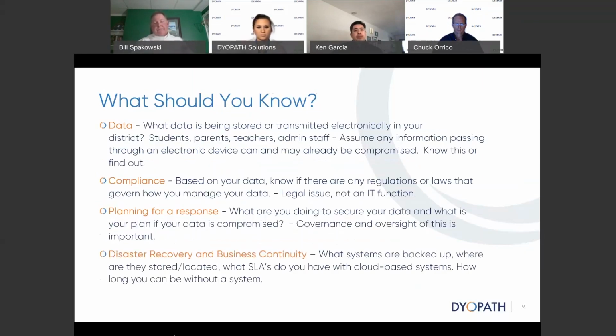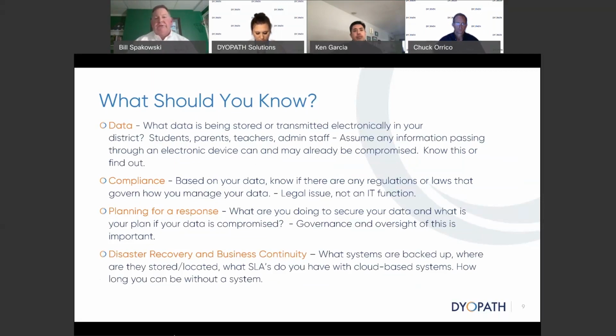As a leader, what should you know? You should know where your data is and how it's being transmitted. You have to assume that any data that's being transmitted electronically has the opportunity to be breached or compromised.